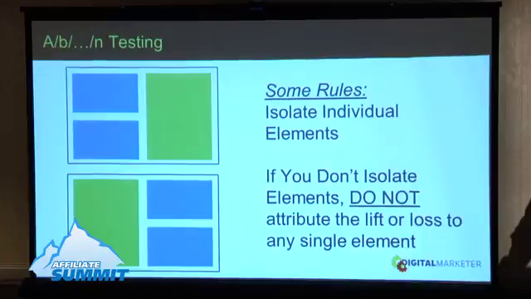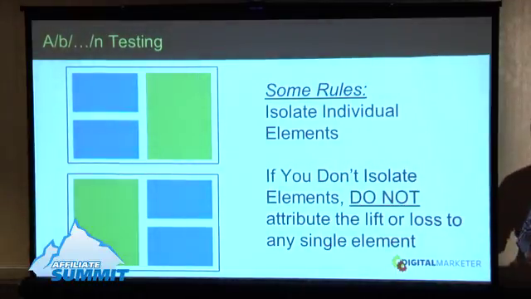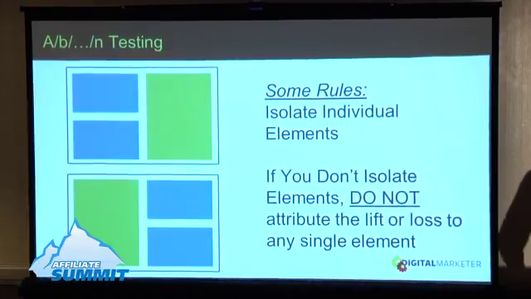Some rules: you need to isolate your individual elements. If you're not isolating them when you run an A/B test, then you're likely going to make incorrect conclusions. Say you change three variations and this variation won out, and maybe falsely you'll say, well, we made this one font larger, so that has to be the reason things have changed.